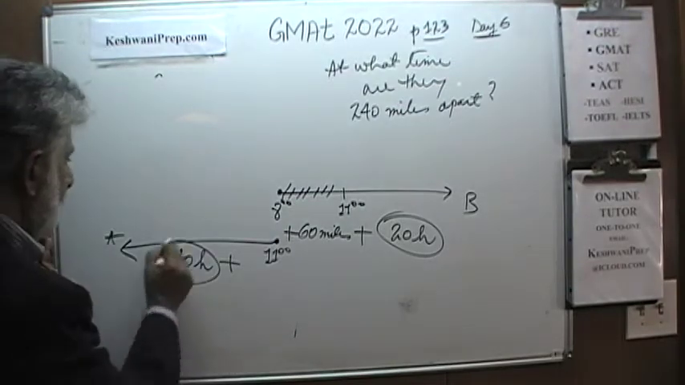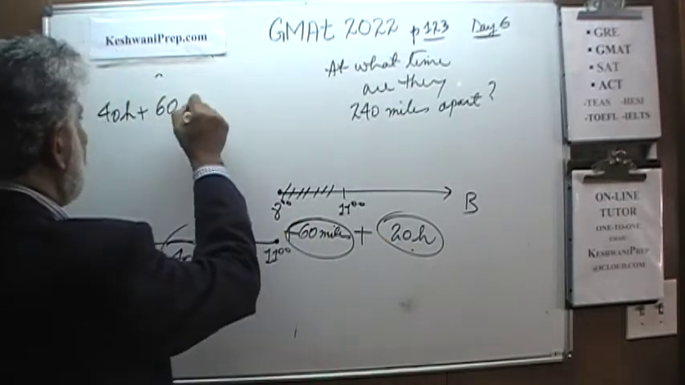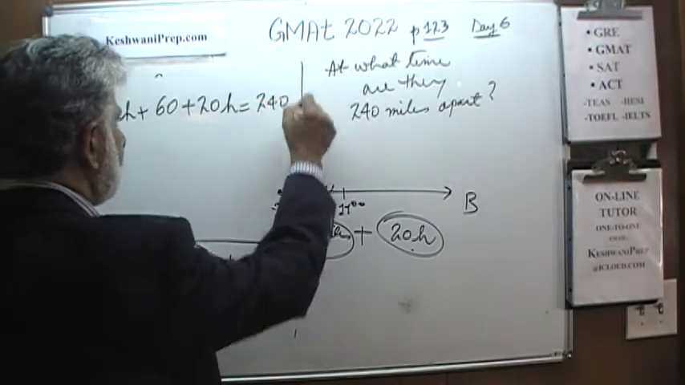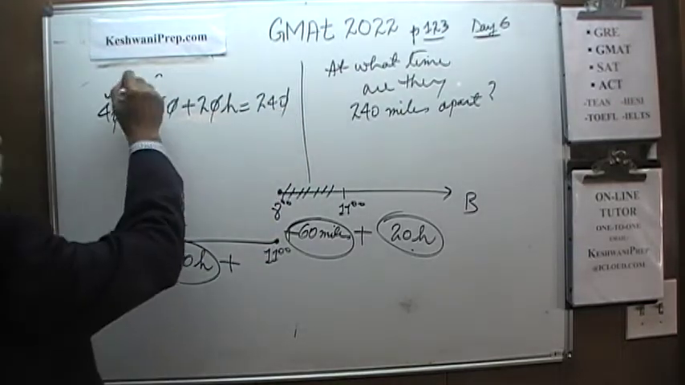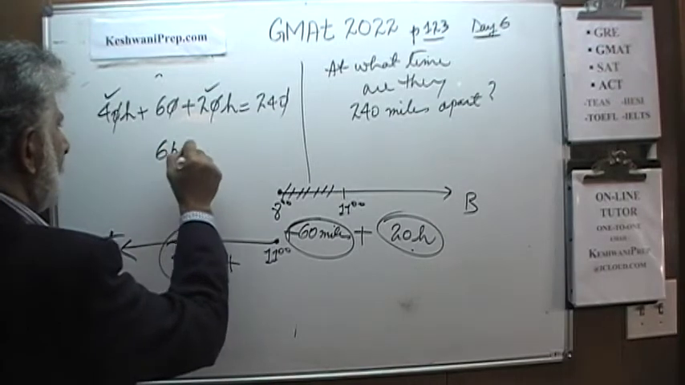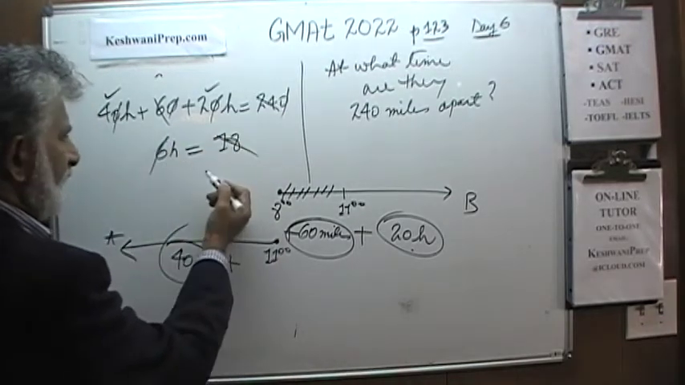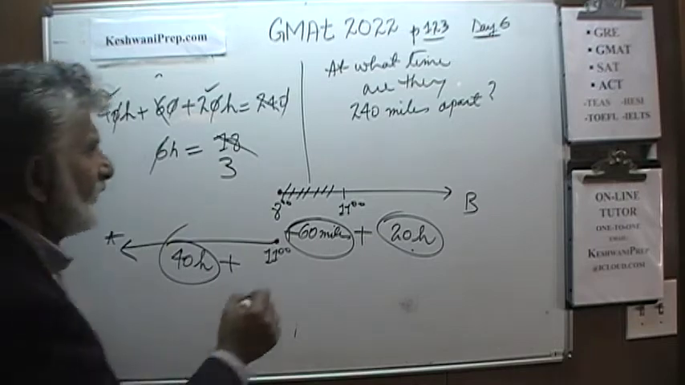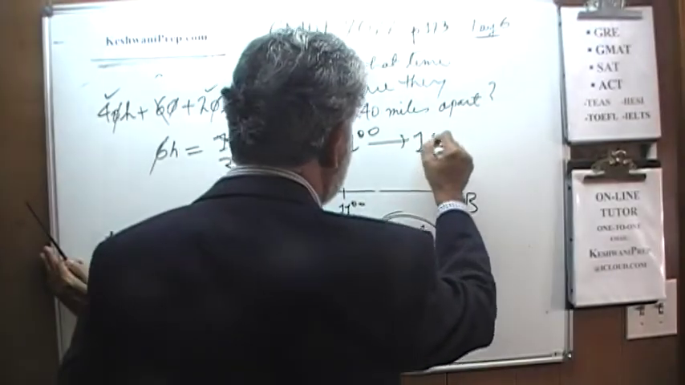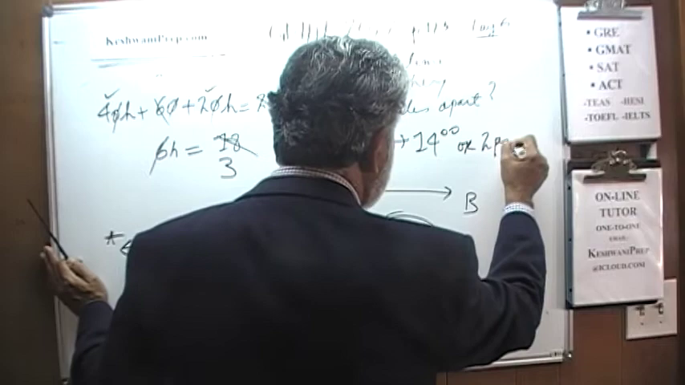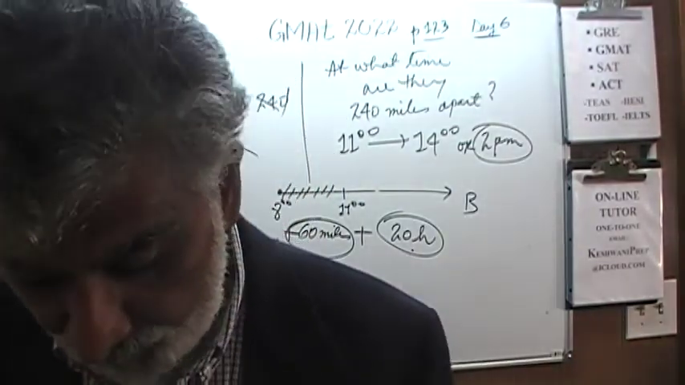So, 40h plus 60 plus 20h has to equal 240. This can't be too bad. Let's just divide the whole equation by 10. 4h plus 2h is going to be 6h. Subtract 6 from both sides, so this becomes 18. Divide both sides by 6, so it's 3. So it's 3 hours. Since they started at 11 o'clock, 3 hours later, that's 2 o'clock. 2 p.m. It is at 2 p.m. that they're going to be 240 miles apart.